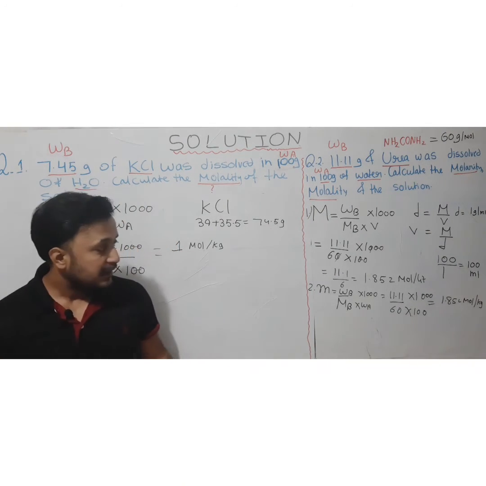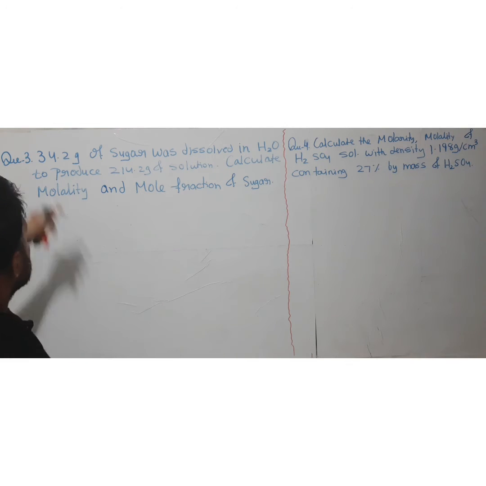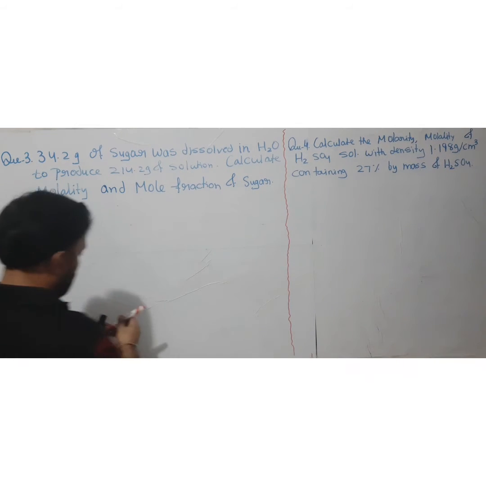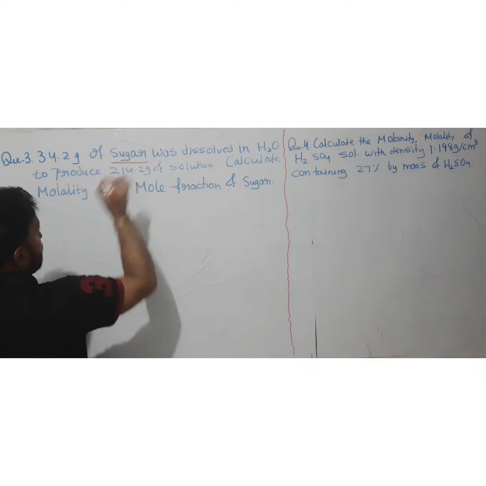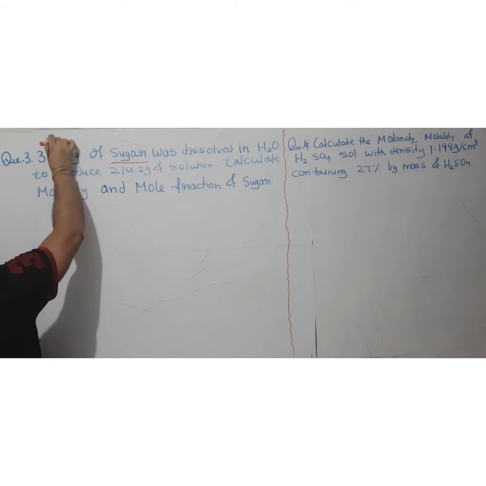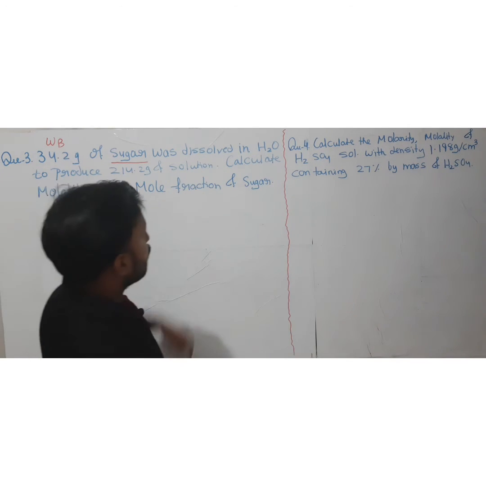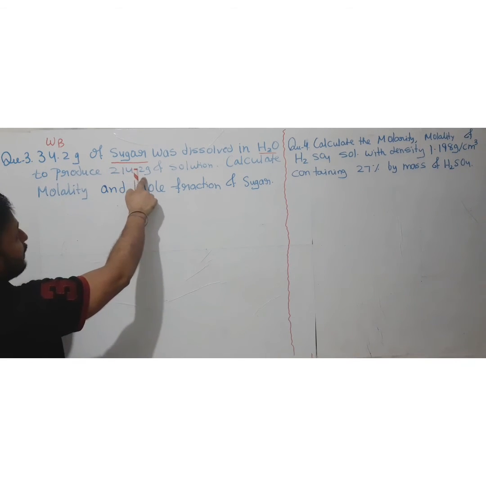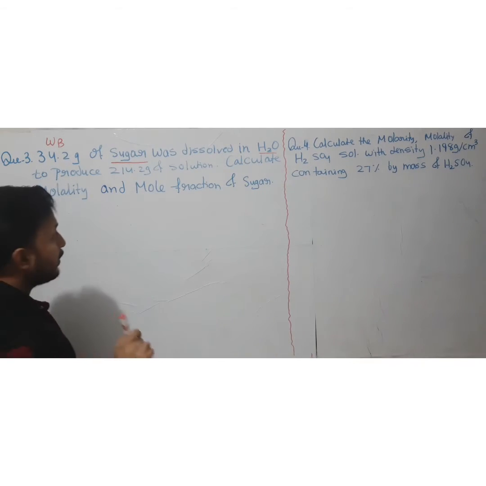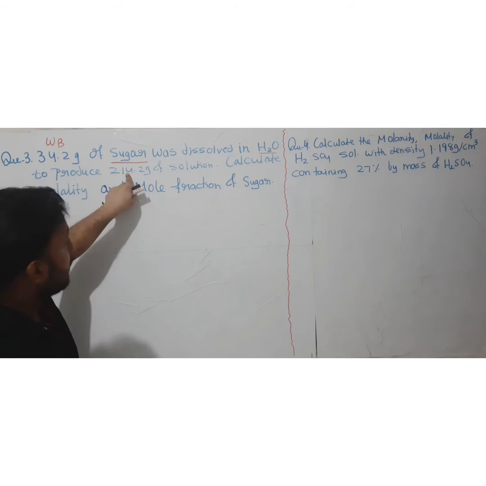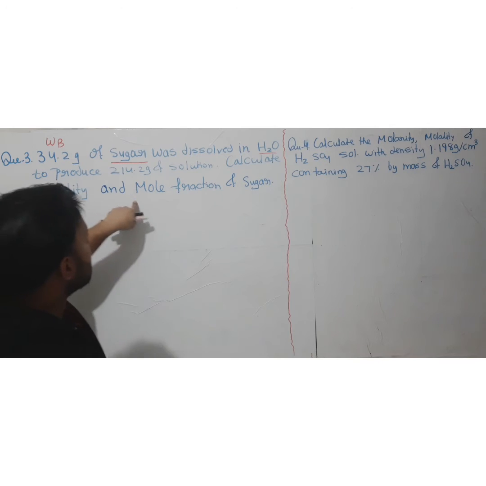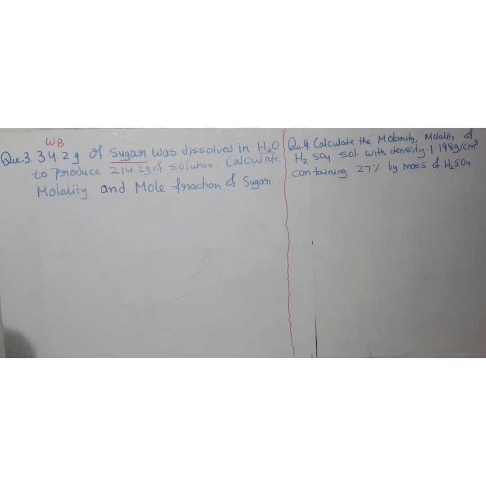Now let's see the other one, that is question number 3. 34.2 gram of sugar was dissolved in water. So let's find out the solute, that is sugar, and that is WB. Dissolved in H2O, H2O is our solvent, and it produces 214.2 gram of solution. Now here it is different, it is not WA exactly; basically they have given the mass of the solution. So you have to calculate the molality and the mole fraction of the sugar. Two things you have to calculate.